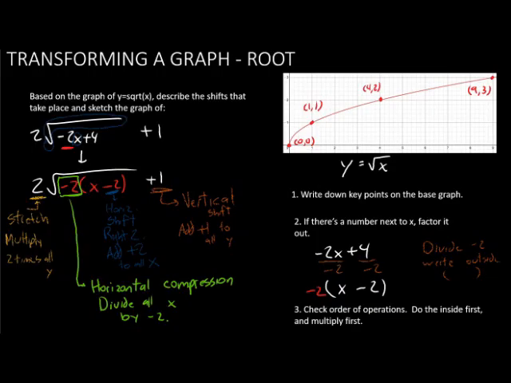For that reason, we'll begin by doing the horizontal compression as our first operation. Then the horizontal shift will be our second operation. After that, we'll handle the stretch, and finally the vertical shift. We'll copy down all of the key points I've written in red on the graph as well as all 4 operations on the next slide.